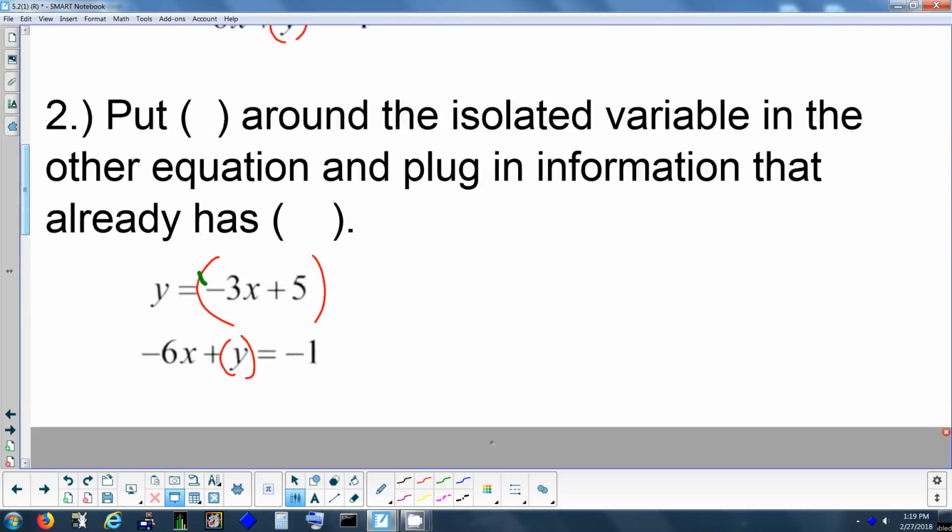Now after it says put parentheses around the variable in the other equation, if we call that equation 2, the next step says plug in the information that already has parentheses around it. Look at this example right here. It says y equals negative 3x plus 5. We are going to plug that information in right there. That's a y. The top equation tells us what y equals. Y is negative 3x plus 5. So everywhere you have a y in the second equation, you can change it to negative 3x plus 5.